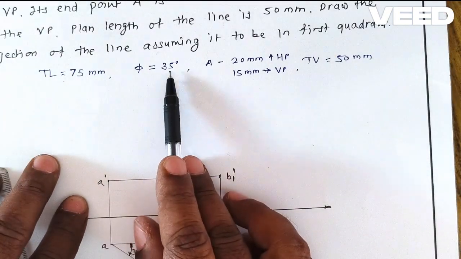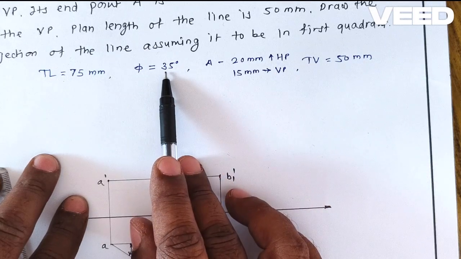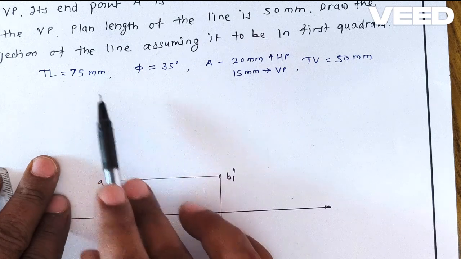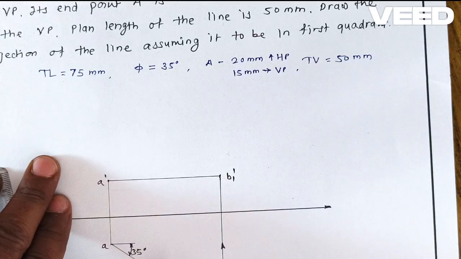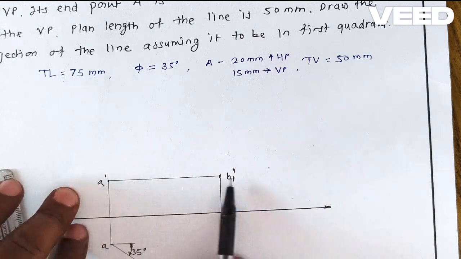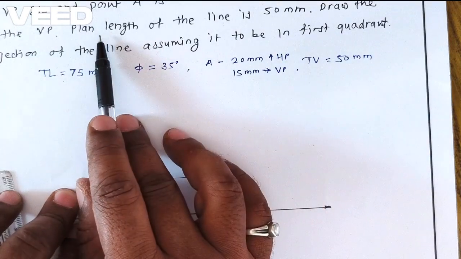That is, the angle is 35 degrees. We plot the A point first, then we plot the inclination of the line, 35 degrees with the VP, then we plot the true length of that, and then we draw its front view horizontal, considering that the line is inclined to VP and parallel to HP, so you will get the horizontal line here. Then another aspect is given, that is the plan length.